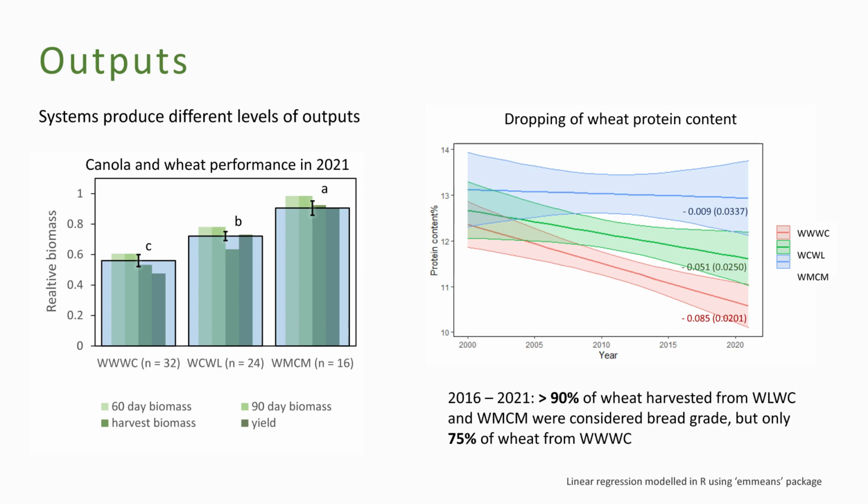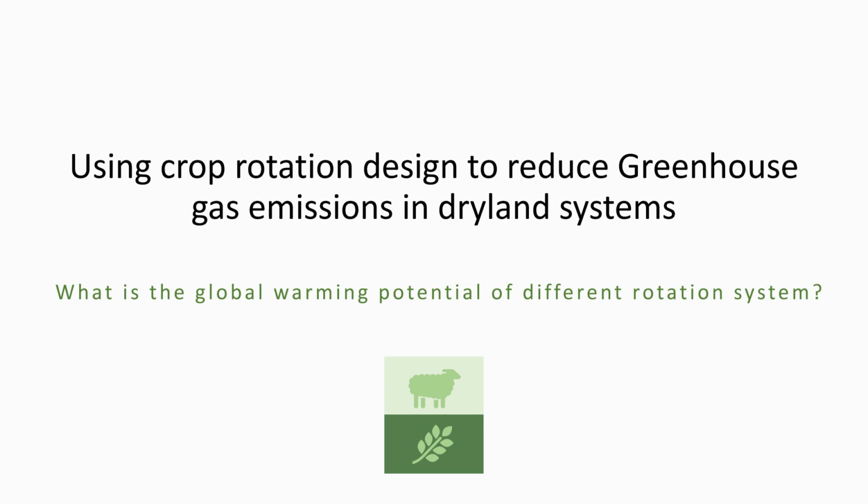And this also has an impact on the economics of the system. So when we looked at between 2016 and 2021, 90% of all the wheat produced in the medic system and the cover crop system was bread grade wheat. But only 75% of the wheat from the cash crop only system was bread grade. So there's a significant difference in the amount of wheat that is good enough quality that you can sell it as bread grade wheat.